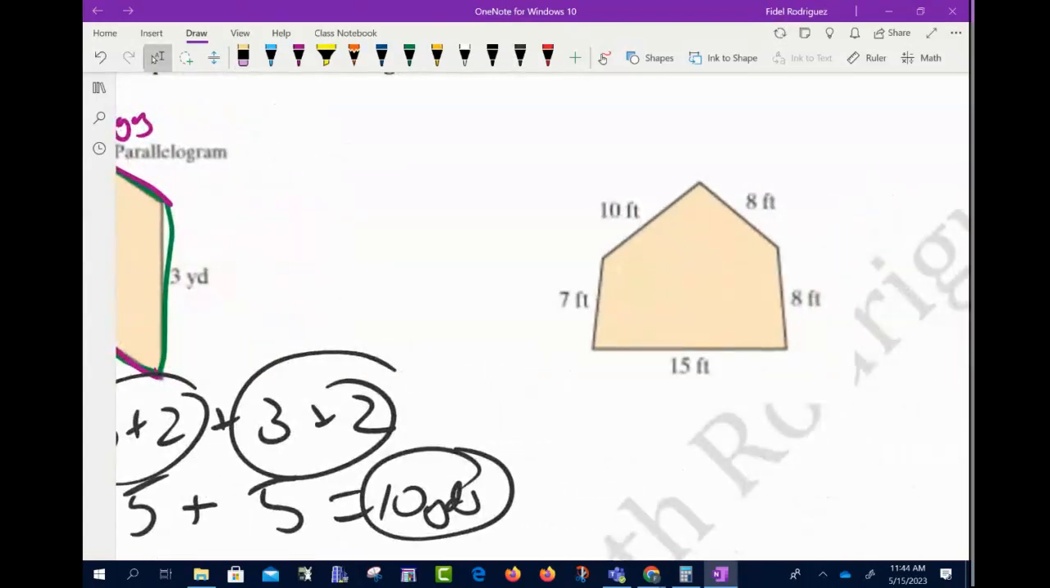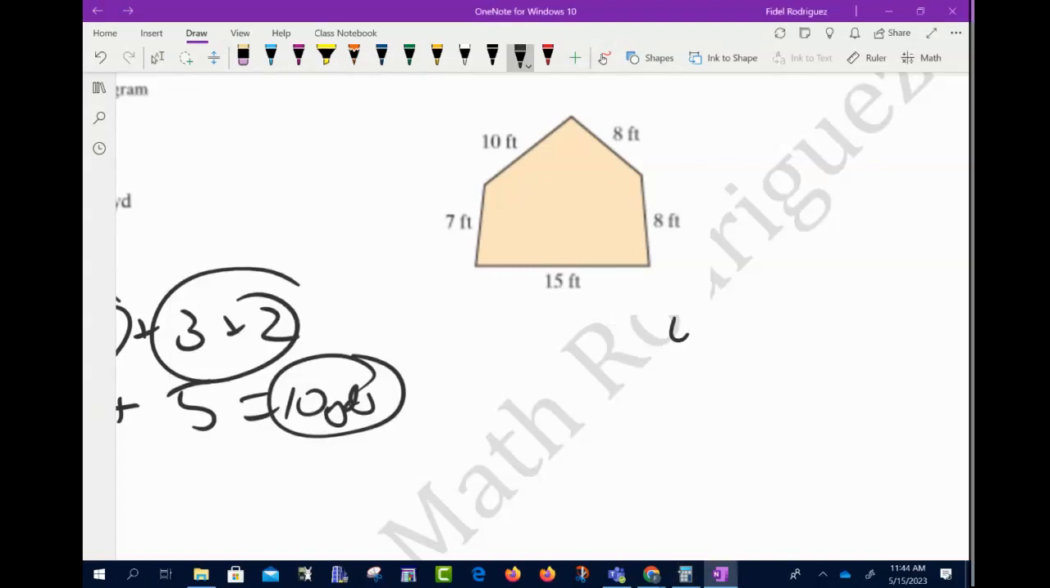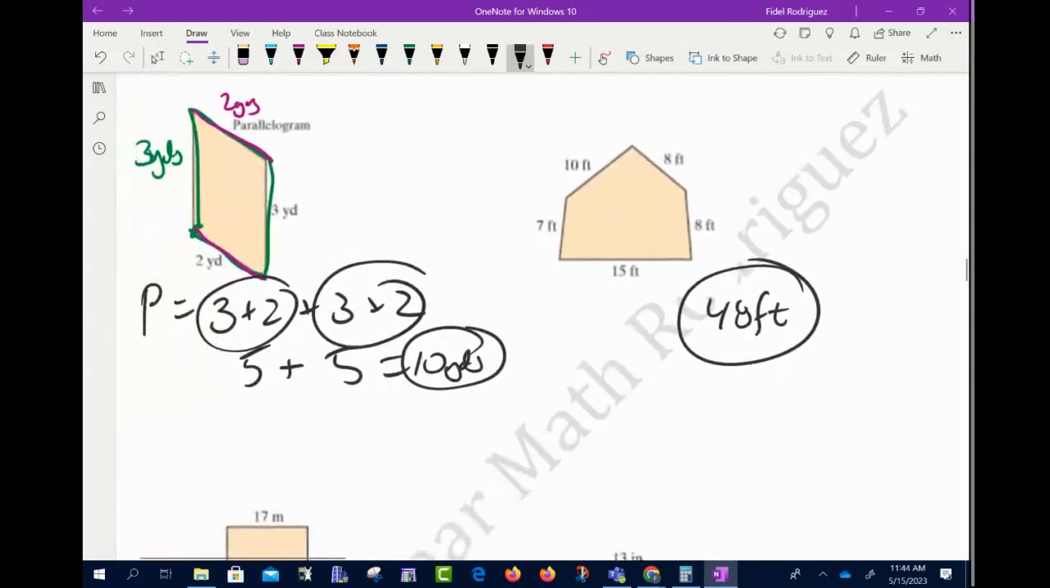Okay. Look, y'all, it looks like home plate, but a little bit crooked. So let's add them all up, right? Perimeter means just add them all up, y'all. It's just if you walk around the whole thing, right? So look, I'm going to start with 15 plus 8 plus another 8 plus 10 plus 7, and I'm coming up with 48 feet, right? This is what perimeter means, y'all. Perimeter is just the distance around an object, right?